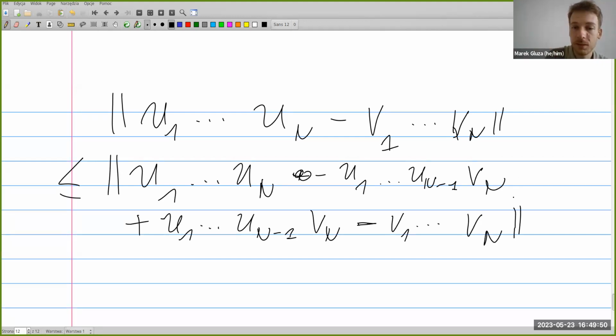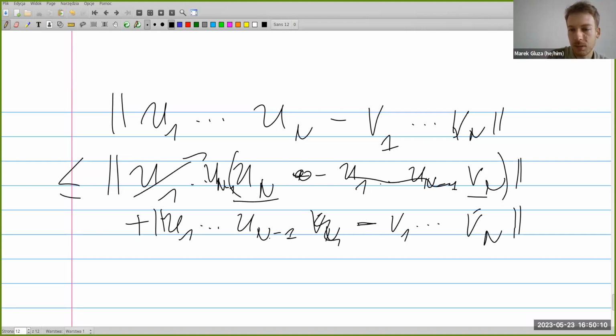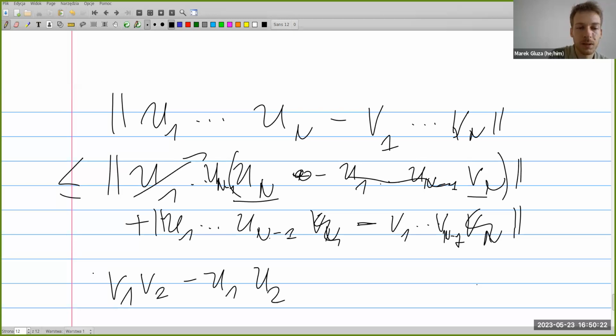So triangle inequality, insert here, and then you see what you're factoring out. Here I should have un minus 1, so I can factor out this, and then I can forget that, right? Then I use norm invariance, and wow, I have un minus vn. Okay, and then I factor out vn, remove this, so I have v1 until vn minus 1. So it's smaller. At some point I will have v1 v2 minus u1 u2, right?